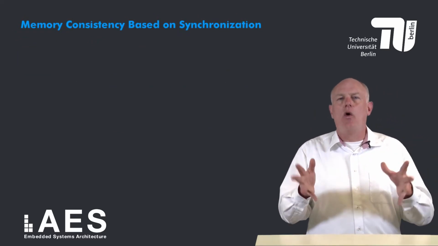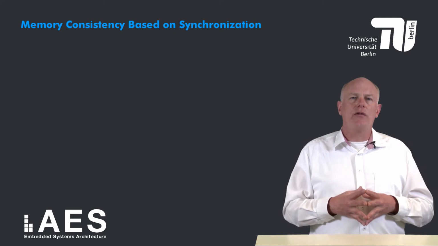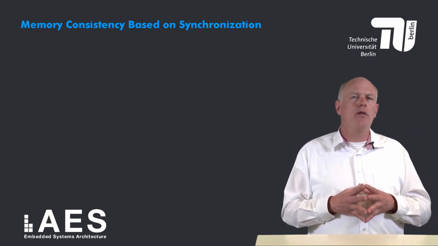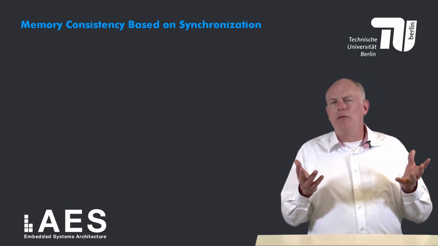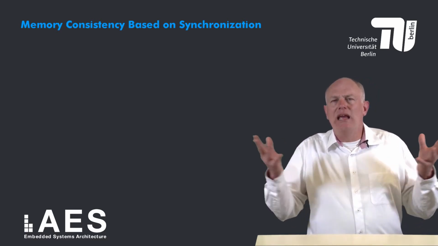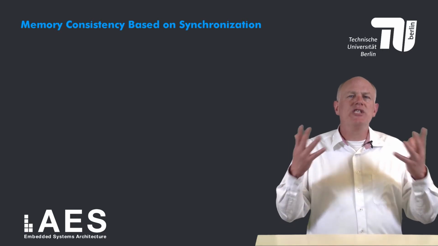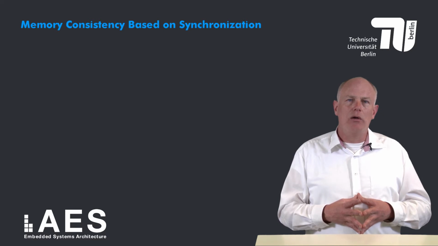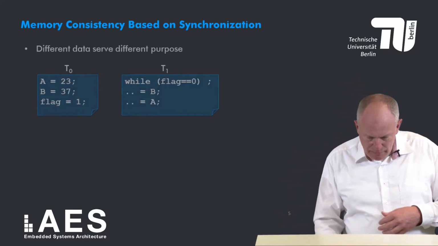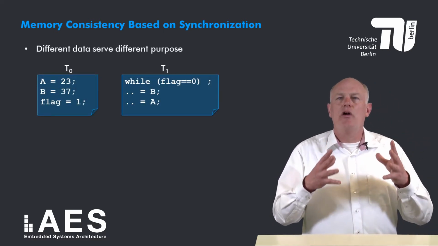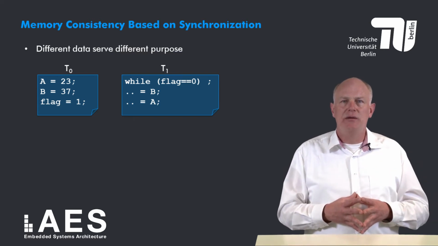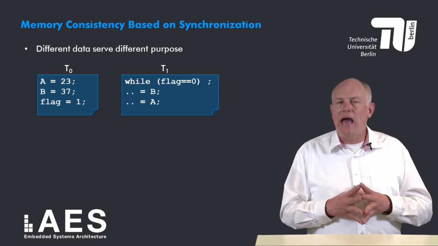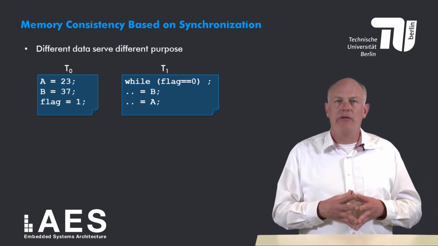Besides relaxing all or a few memory access orders, are there other memory consistency models that programmers can work with? For example, all interesting parallel programs need to synchronize. Does this allow an intuitive programming model? Such memory consistency models are based on the following observation. Different data can and typically do have a different purpose.